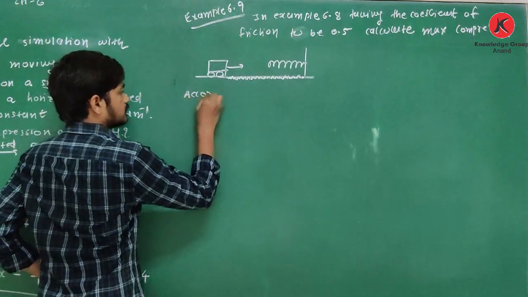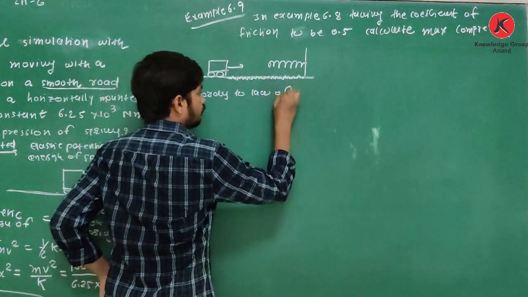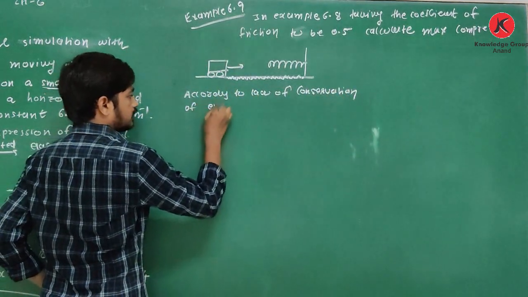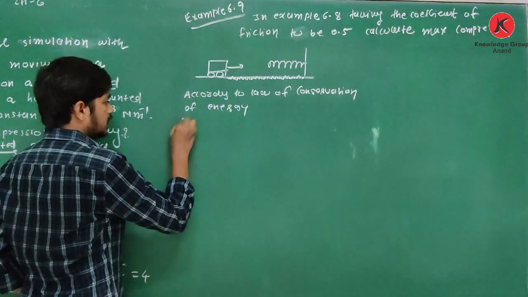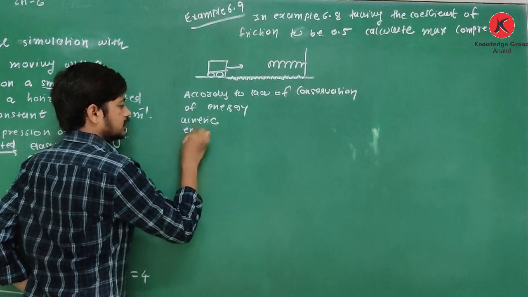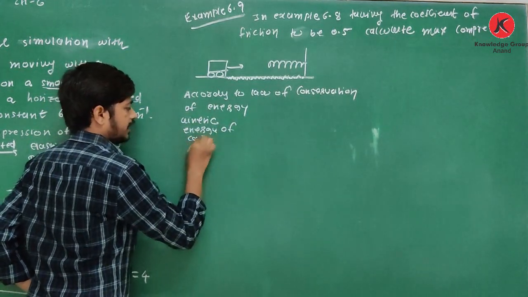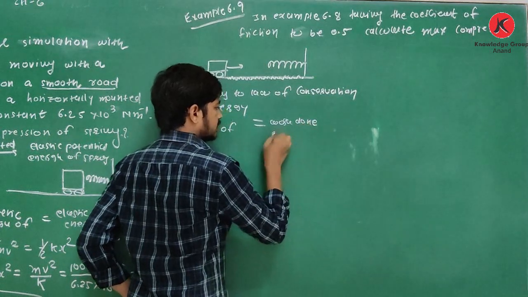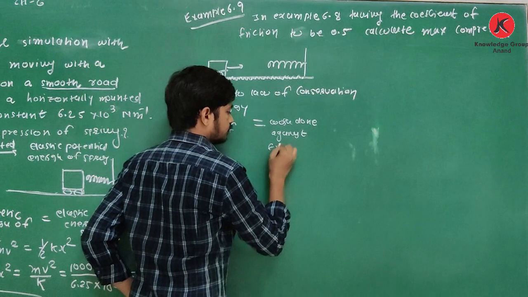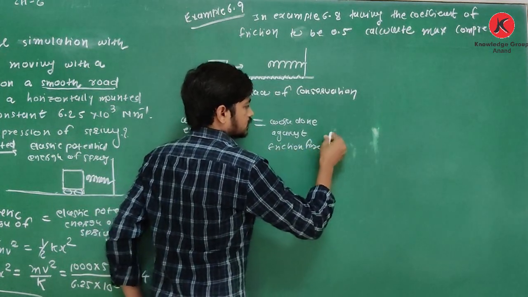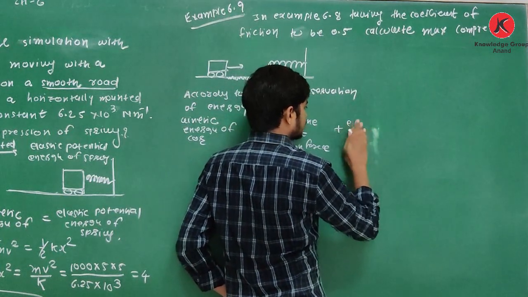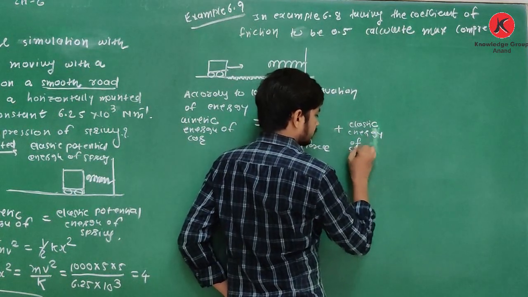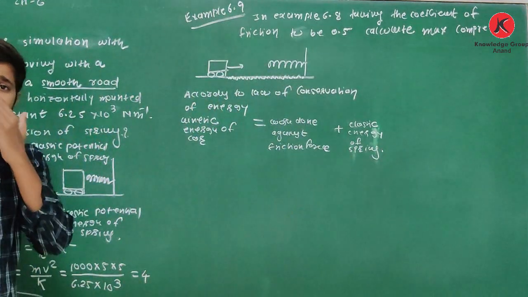According to the law of conservation of energy, the kinetic energy of the car is equal to the work done against friction force plus the elastic energy of the spring. You understand this equation, this relation?